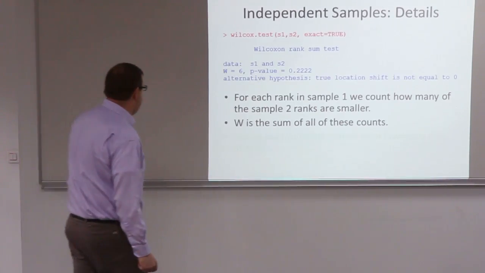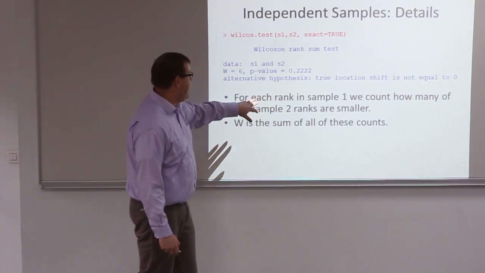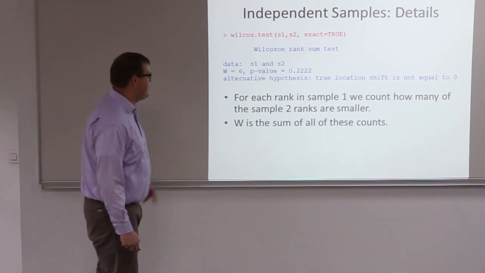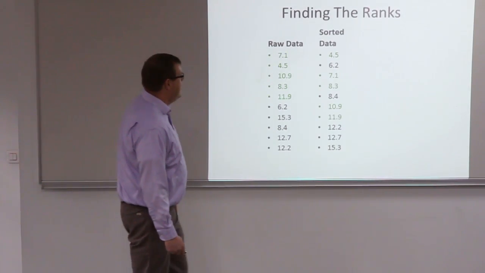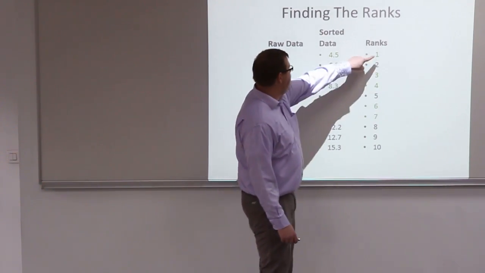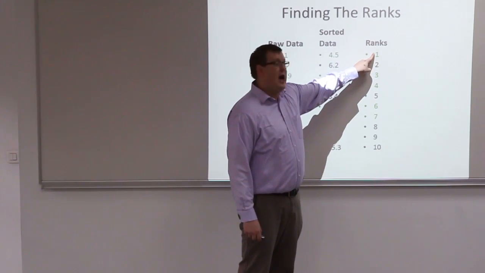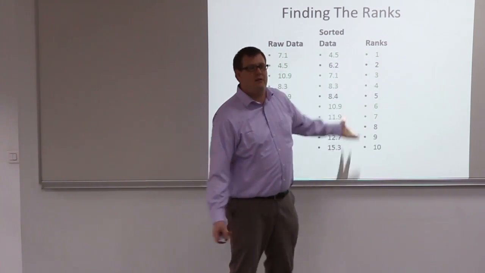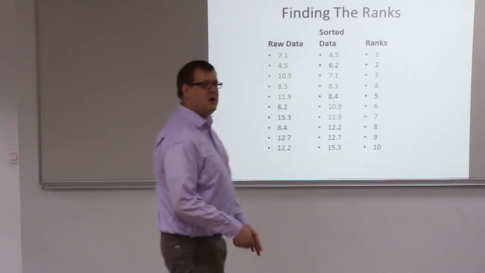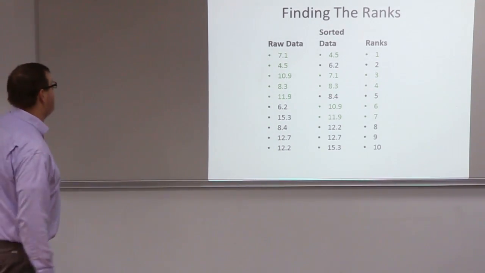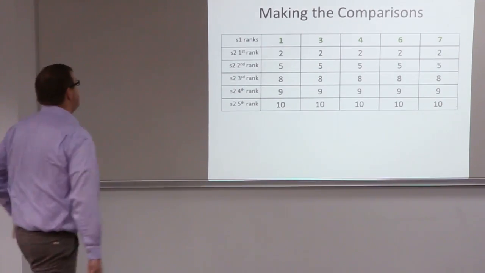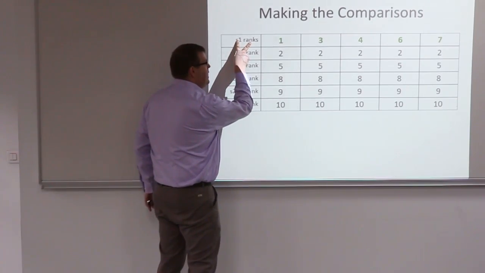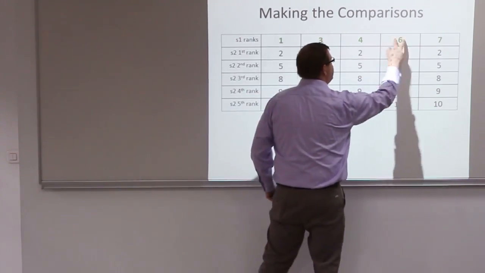So I said that for each rank in sample 1, we count how many of the sample 2 ranks are smaller. So for each rank in sample 1, here's a rank for sample 1. How many of the sample 2 ranks are smaller than this rank? 0. None of them. That's the smallest rank, right? We're going to do that for each of the ranks for sample 1. So here are our sample 1 ranks. We have 1, 3, 4, 6, 7.